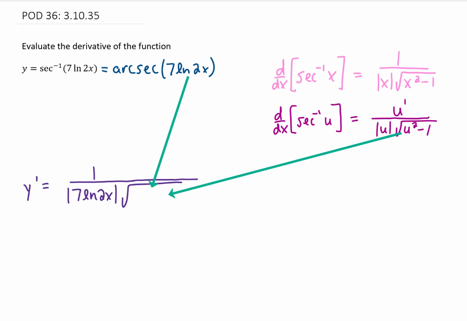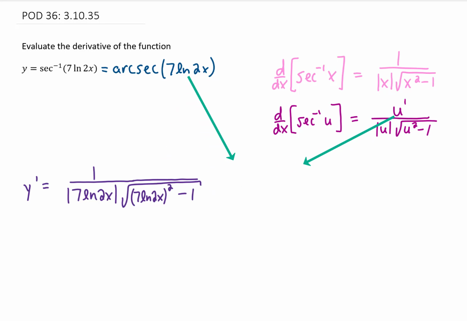Then we're going to have a square root out here. We're going to take that argument of the inverse secant function and square it, and we're going to subtract 1 from that, and all of that is going to be under a square root. Then the chain rule says we need to take this result and multiply by the derivative of the inner function, or the argument of that inverse secant.